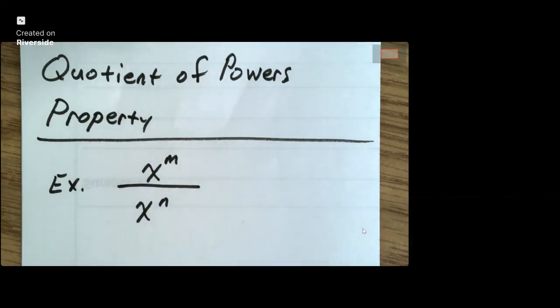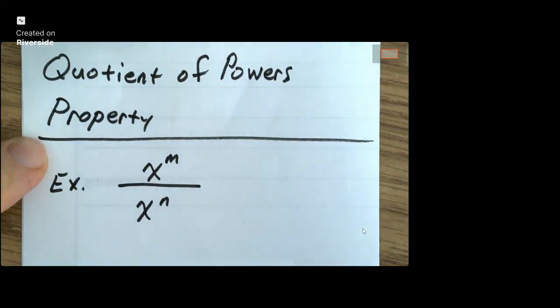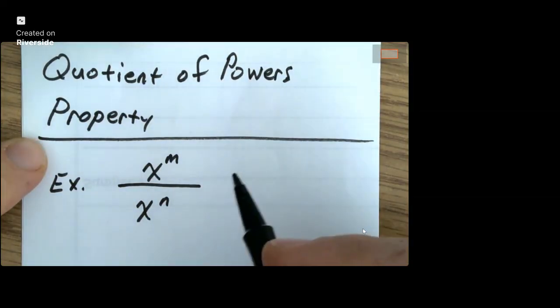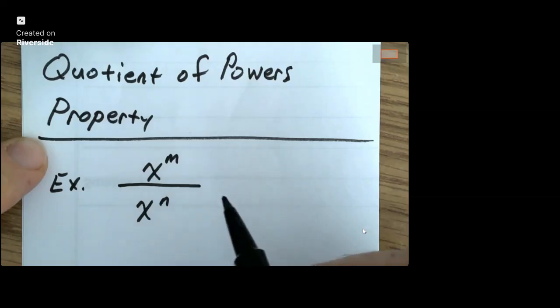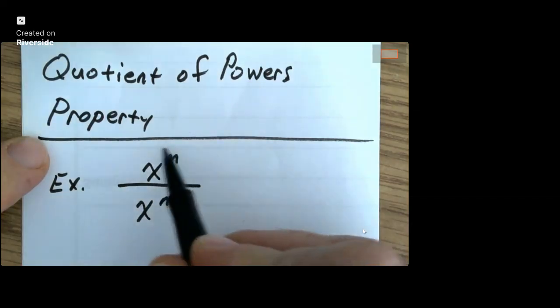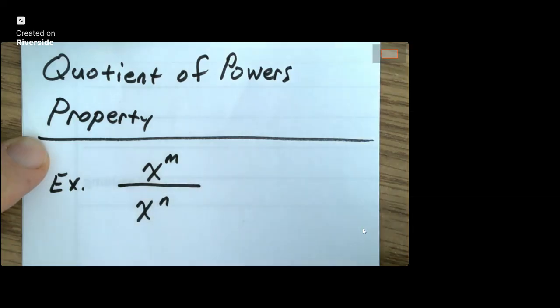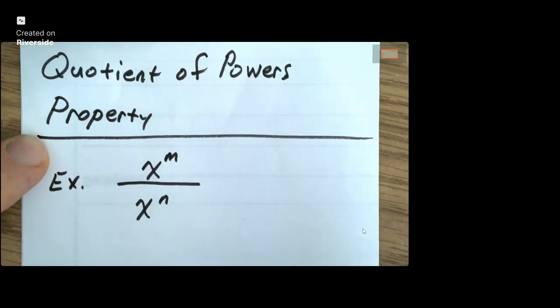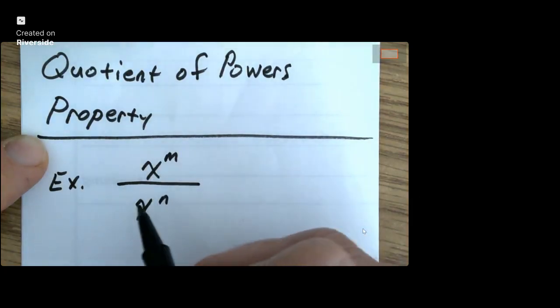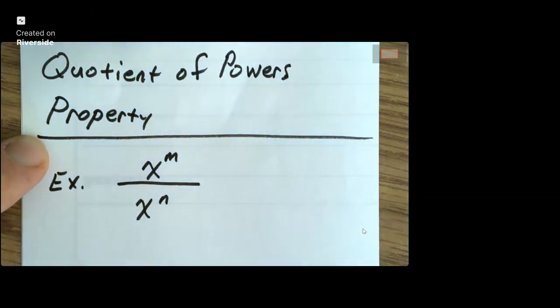All right, let's take a look at the quotient of powers property. So this property says you can use this property as long as you have a power, x to the m, divided by another power, x to the n, and those two powers have to have the same bases. So x is the base in this case, right?